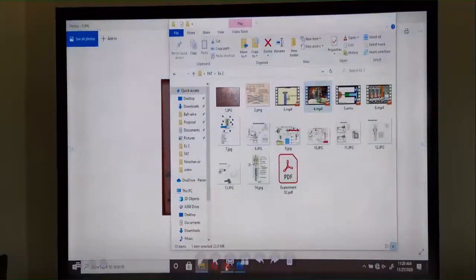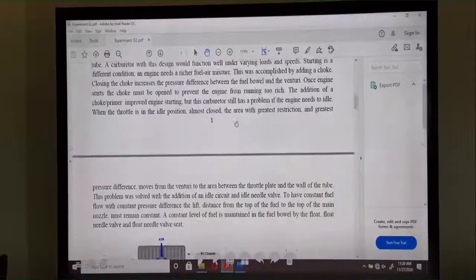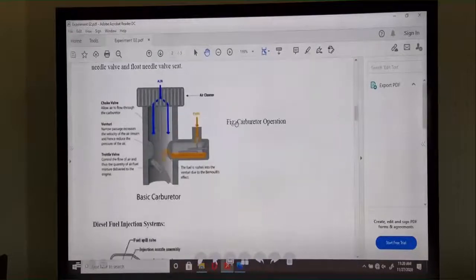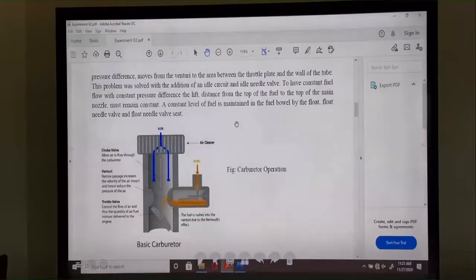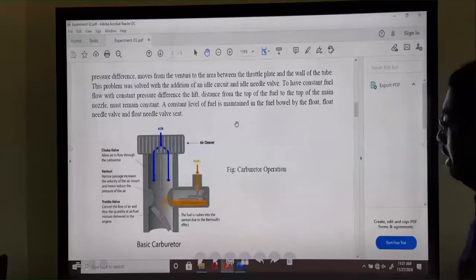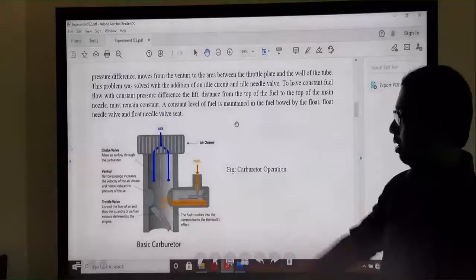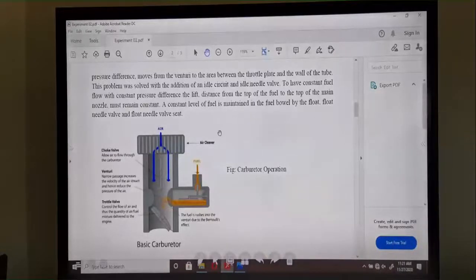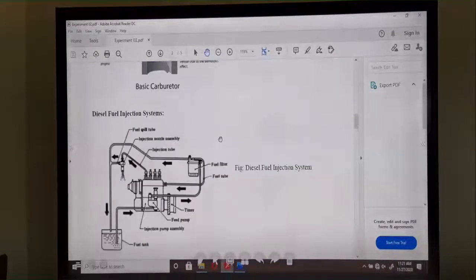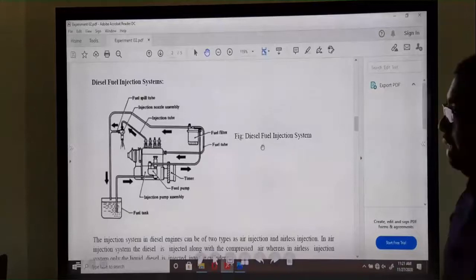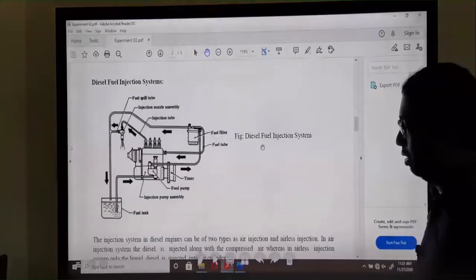So next, these are the explanation and details of the carburetor. These are the things you can see in the left sheet. So next we go to diesel fuel injection.